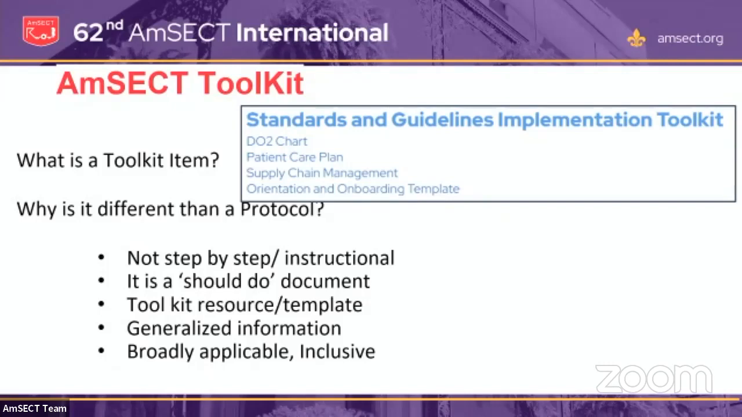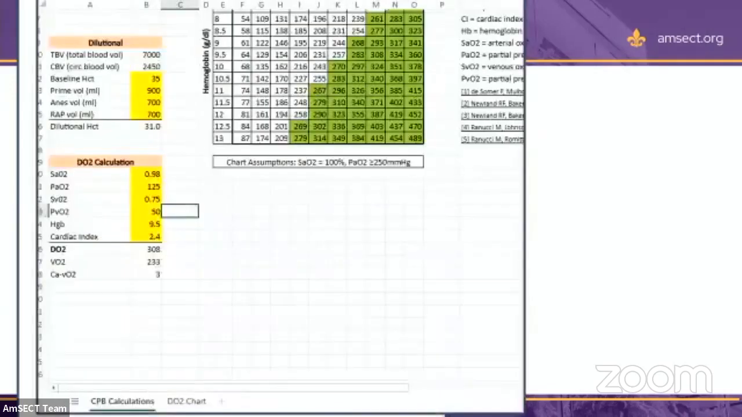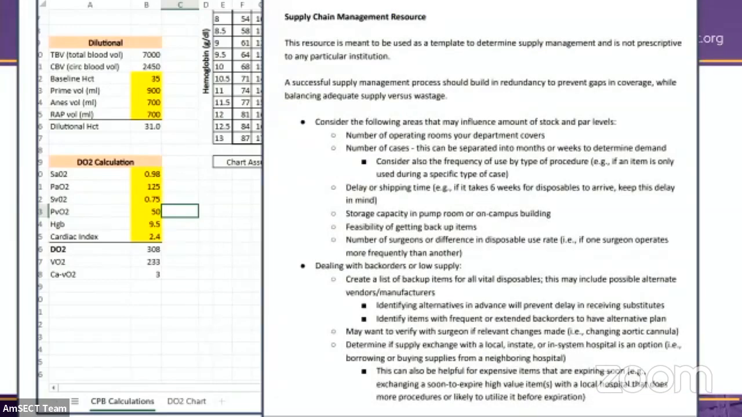The toolkit resources and template models are already on the AMSEC website under the clinical resources, and it's generalized information that's broadly applicable and inclusive for all of our institutions. Other examples of toolkit items are the DO2 chart and patient care plan, and we saw those actually in the oldies but goodies. So the DO2 calculation chart, the patient care plan, and you can see some of these are Excel sheets, where you can plug in numbers and use them in your institution. And then the supply chain, which is just a list.